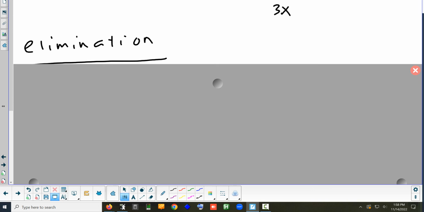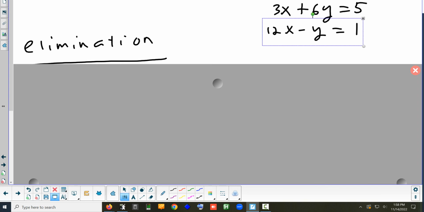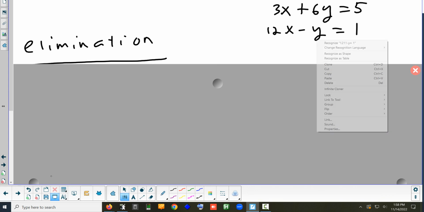So like if I had something like 3x plus 6y equals 5, and let's say 12x minus y equals 1. Well, if I wanted to solve this with elimination, first I choose what variable I want to eliminate. Either the x's or the y's. To get the variable to eliminate, you want to make them opposites. So you want to have like a positive 6y up here and a negative 6y down here.